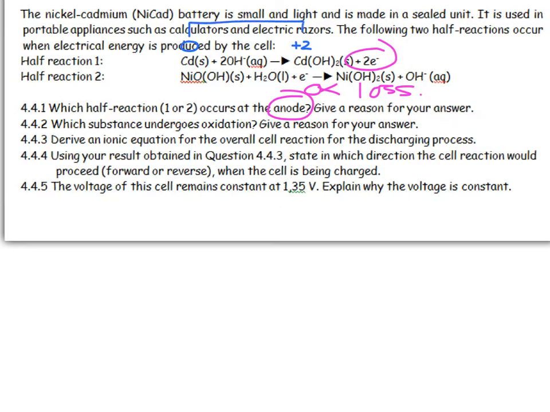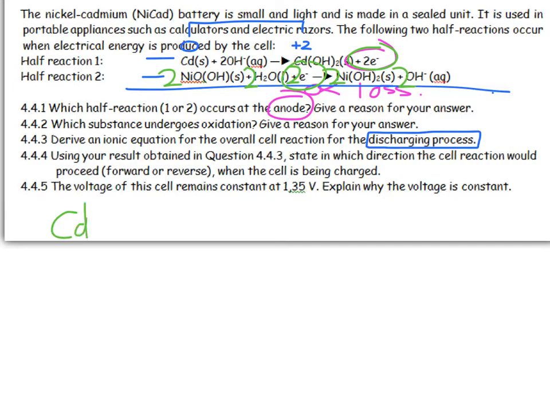Derive an ionic equation for the overall reaction for the discharging process. In other words, when it's giving me energy. In other words, when it is spontaneous. And that's exactly what they've set up for me here. So I'm going to rule a line. I'm going to put 2 over there so I balance the number of electrons. 2, 2, 2, 2, and write it all out.